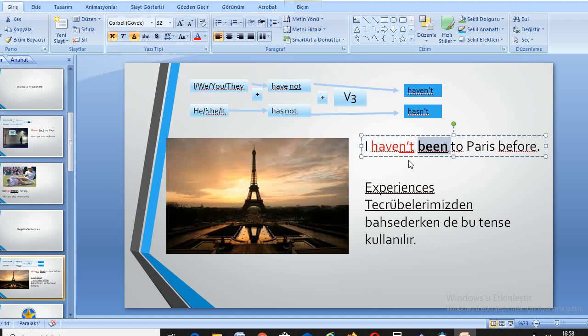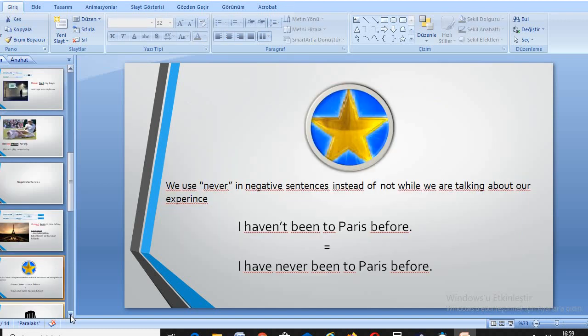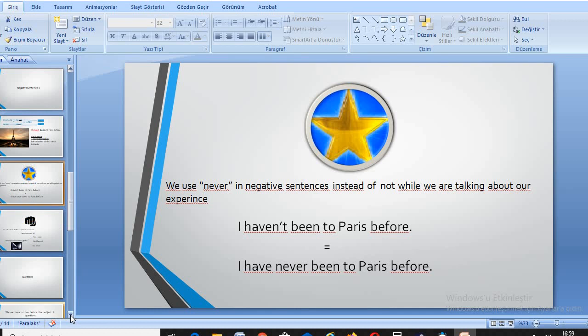Okay. So when we are talking about our experiences, we use present perfect tense. Okay. Experience, what's experience? Yes, you're right. Good. And now, never. As you know, I think most of you know the meaning of never. It means not. We use never in negative sentences instead of not, while we are talking about our experience.